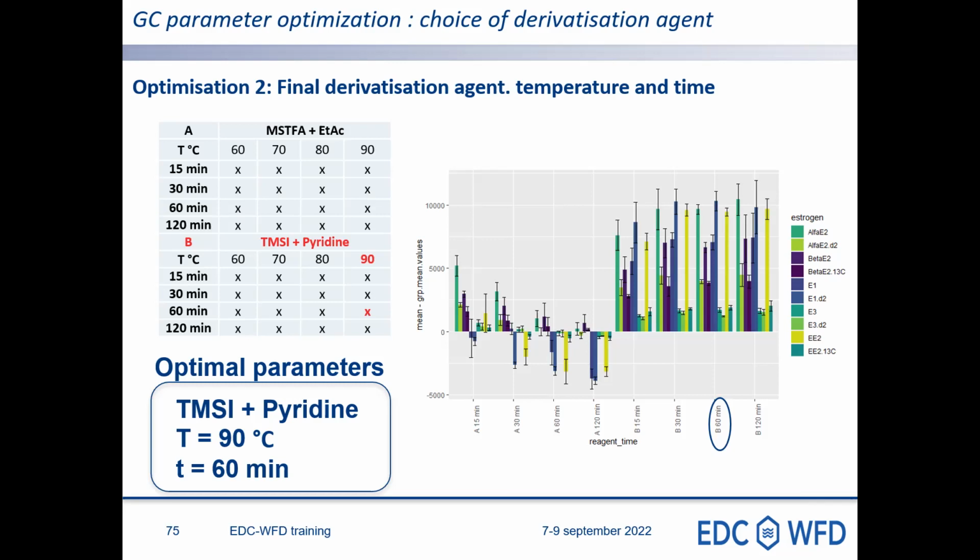TMSI with pyridine resulted as the best selection at the highest temperature, while the derivatization time did not seem to affect the process that much. However, we selected 1 hour, as it is also a convenient time for routine analysis.